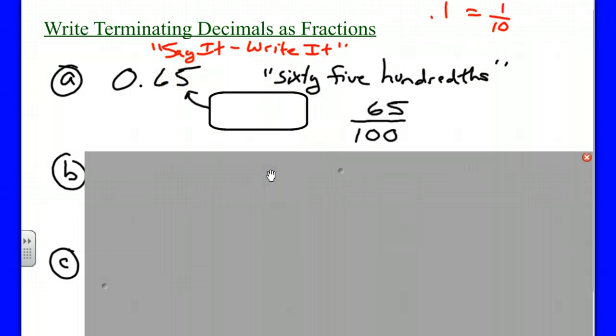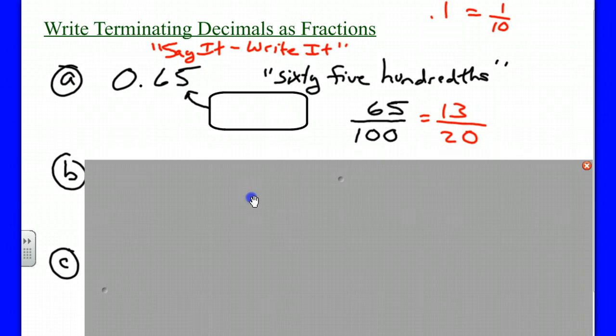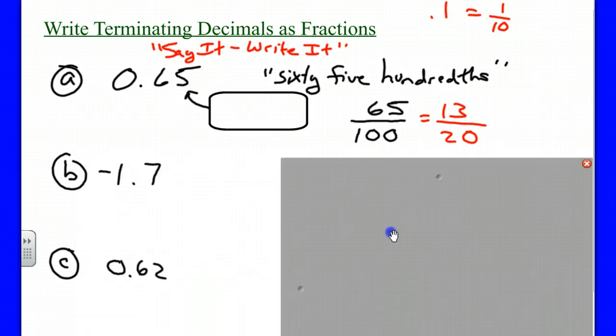So he said you could write it as 65 over 100, right? Now, is there anything else we could do with 65 over 100? Do you see that? What can we do with that? Simplify. You can reduce it, okay? And what factor goes into both of these numbers? 5. So how many 5s in 65? 13. And how many 5s in 100? 20. Okay. So let's try that with the next ones. Go ahead and pause the video, try it, come back and check your answers.